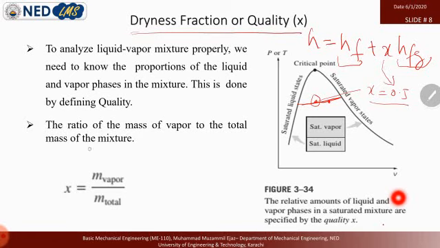The short formula of this is mass of vapor divided by mass of total. If we get the mass of vapor, and if we get the mass of total, we can easily calculate the quality of steam. Let's suppose at this point we have a total of 1000 kg of steam, and the mass of vapor is 700 kg. So by dividing this you get the answer 0.7.